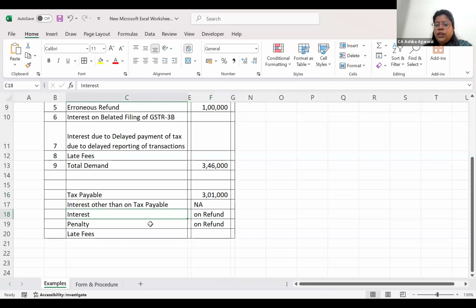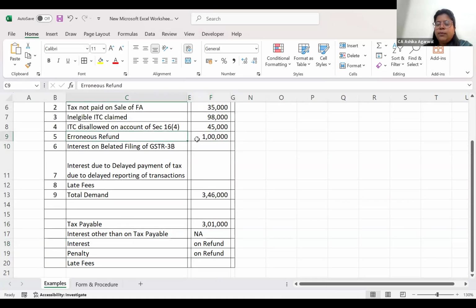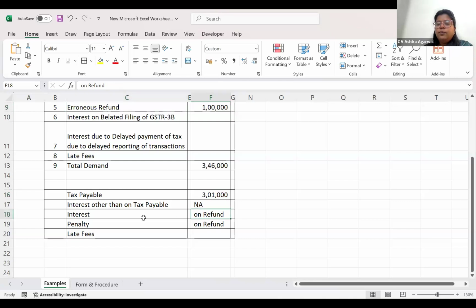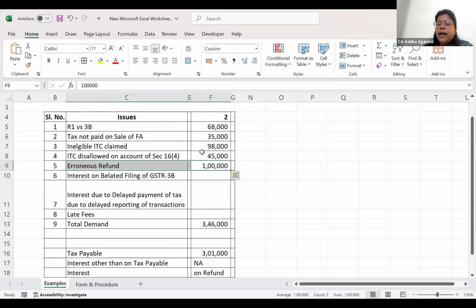But when we come to interest and penalty, I will be liable to pay it on this refund amount. So I won't be eligible for waiver of interest and penalty on this refund amount. On this amount, I have to pay interest and penalty on the 1 lakh rupees, which relates to the erroneous refund. On the others, I will get a waiver and I won't be liable to pay any interest and penalty.